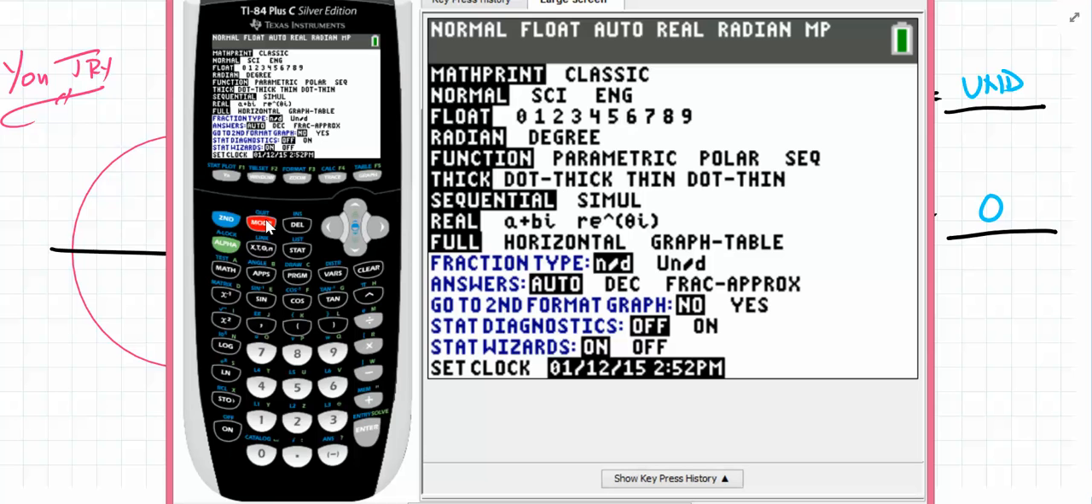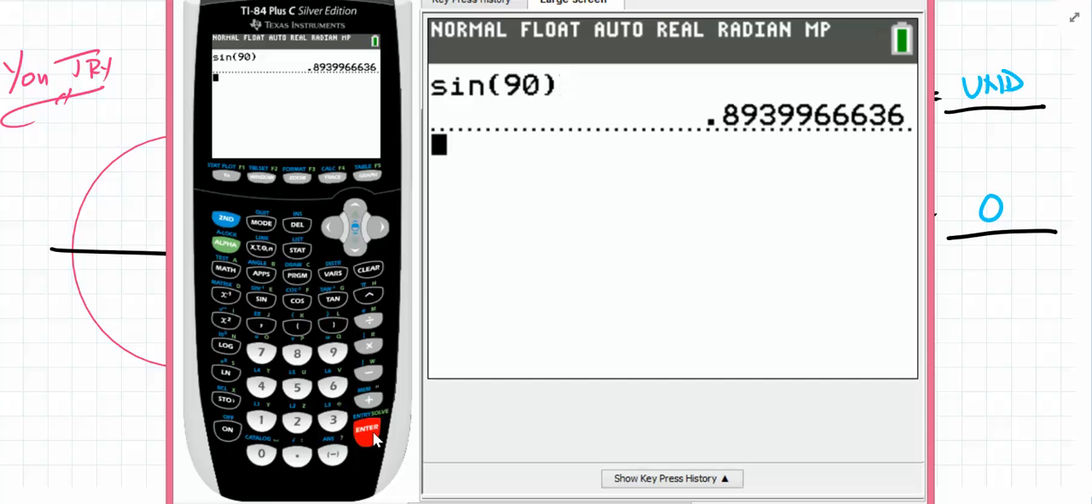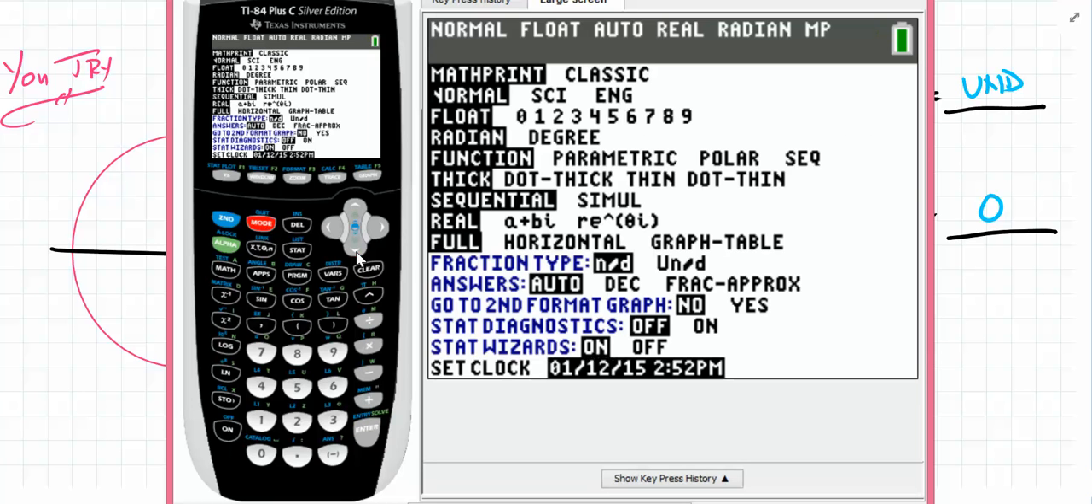You always just push sine 90. If that doesn't equal 1, you are not in degrees. If that does not equal 1, you're not in degrees. So if I change my calculator back to degree mode, push enter, get out of this, hit sine of 90, and that equals 1, then I know I'm in degrees. Okay? There you guys go.